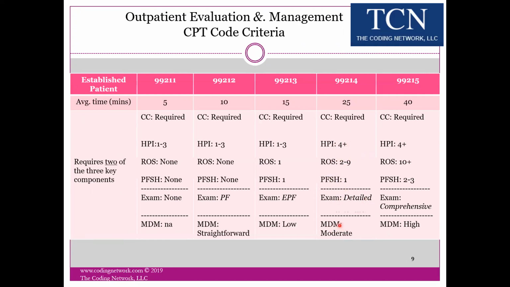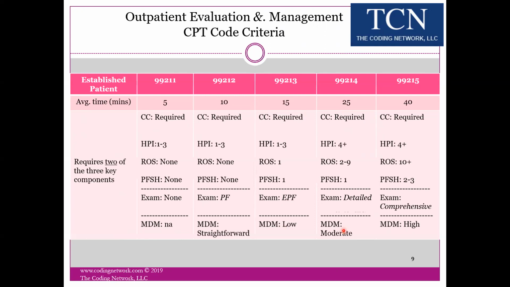If you met medical decision making as moderate and you met exam detailed, but you didn't quite meet all the requirements for the history, that's okay because we can just count these 2 components of exam and medical decision making. You don't have to count all 3; you can drop the lowest scoring one, so to speak. I do recommend that you always use medical decision making for these follow-up visits as one of your key components.